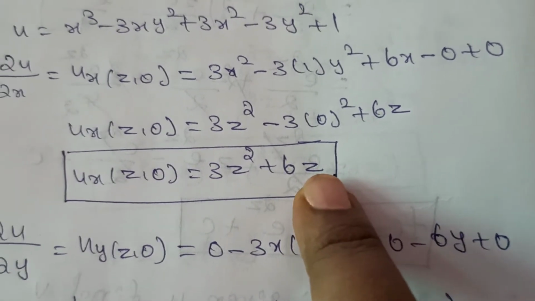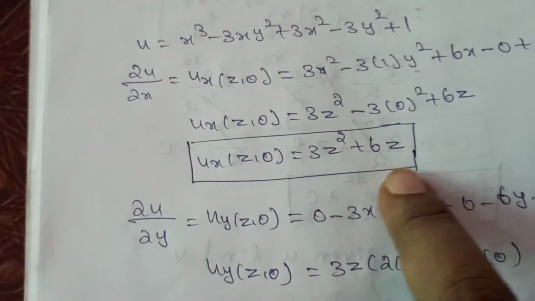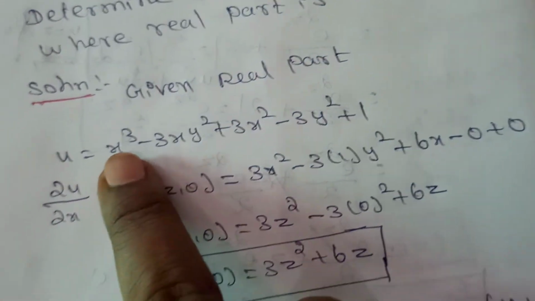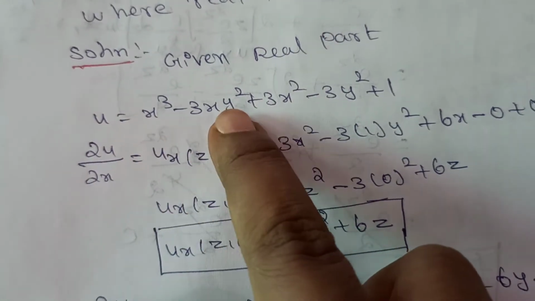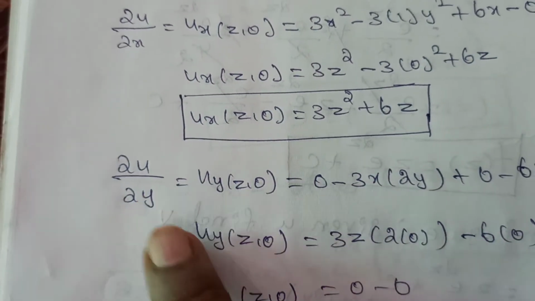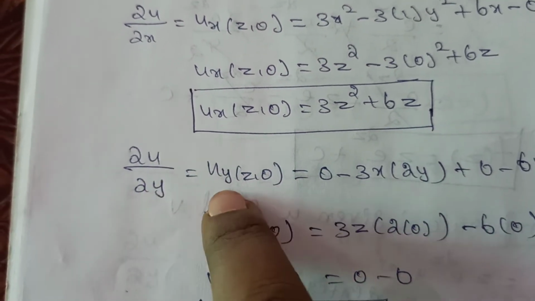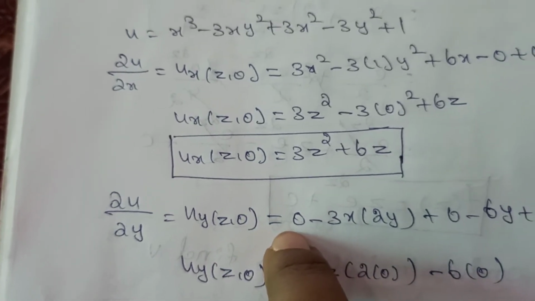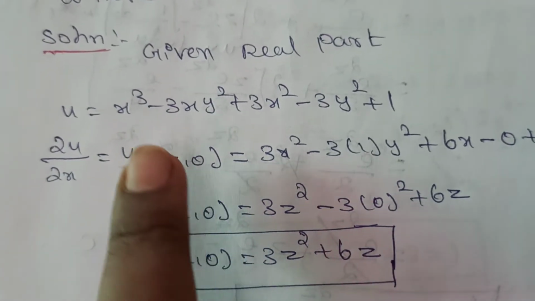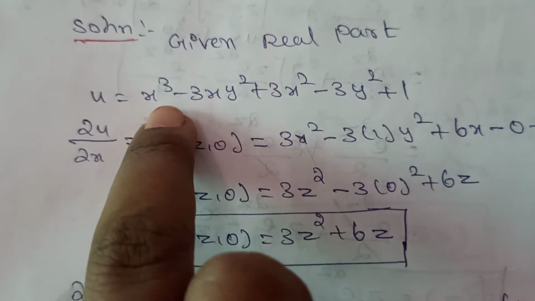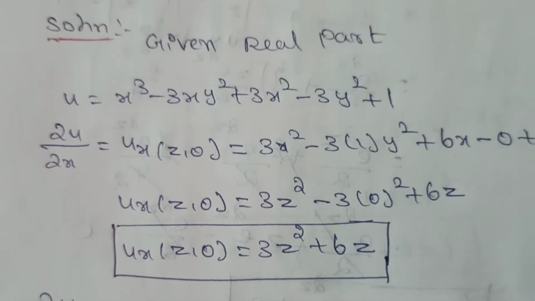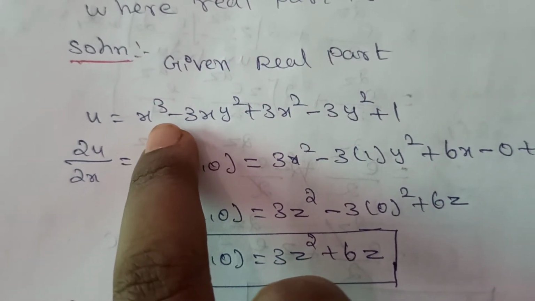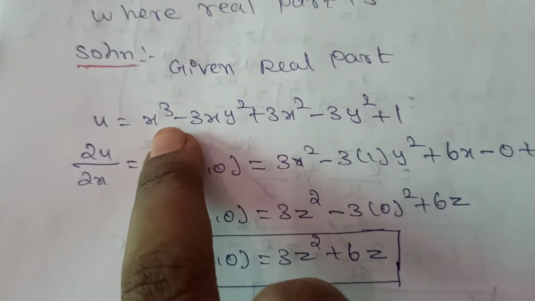Now we are going to find dou u by dou y, that is, the partial derivative with respect to y. Again we take the u equation and differentiate partially with respect to y. Dou u by dou y can be written as uy at the point (z, 0). Differentiating with respect to y means keeping x constant. The first term, x cube, has only x, so its derivative is 0.